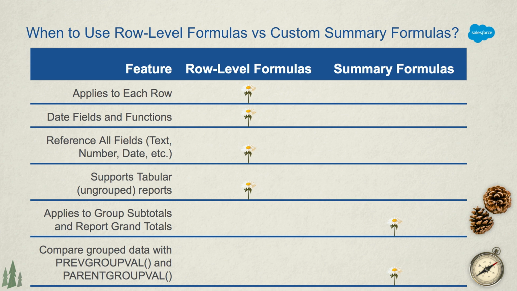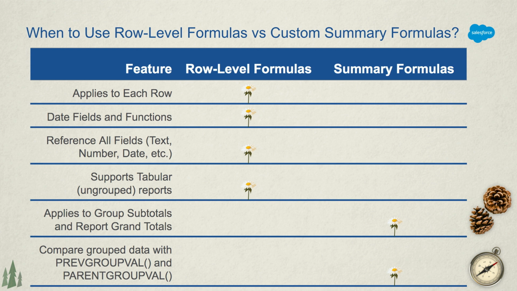For example, row-level formulas can reference most field types. In addition to the numeric field type, they can reference and evaluate text fields, date time fields. Because they don't require grouped data, they can be written for tabular reports.